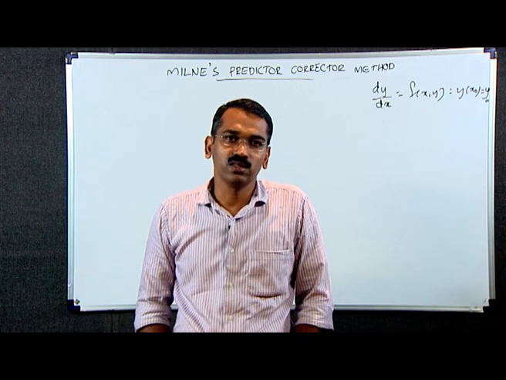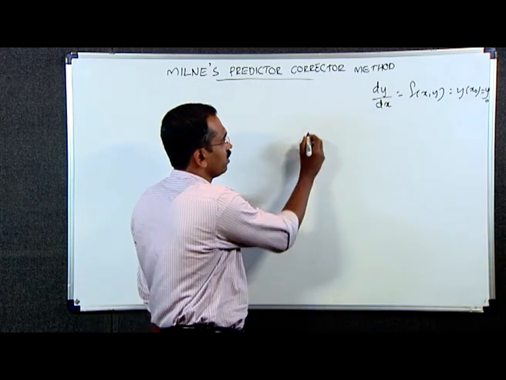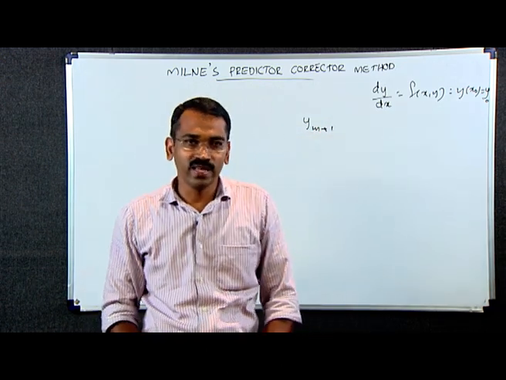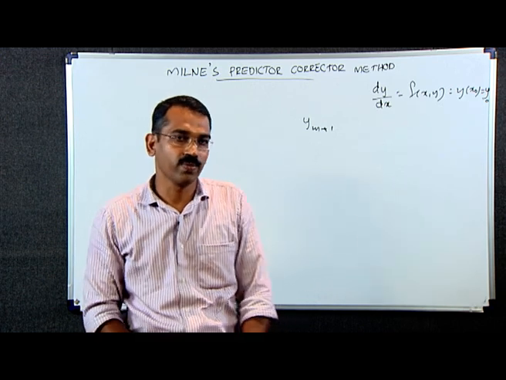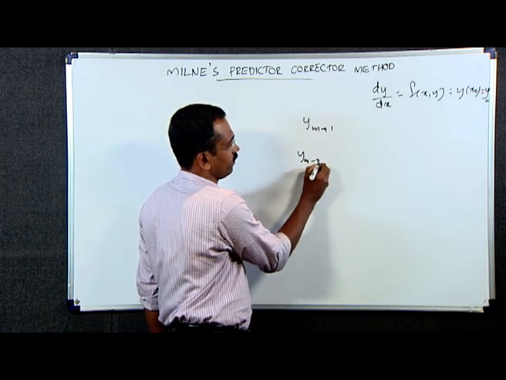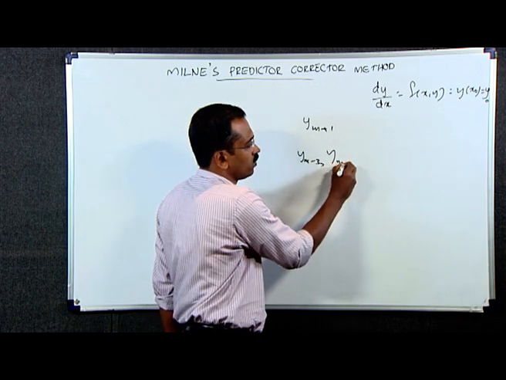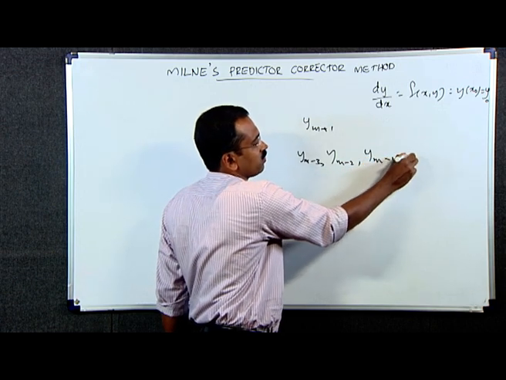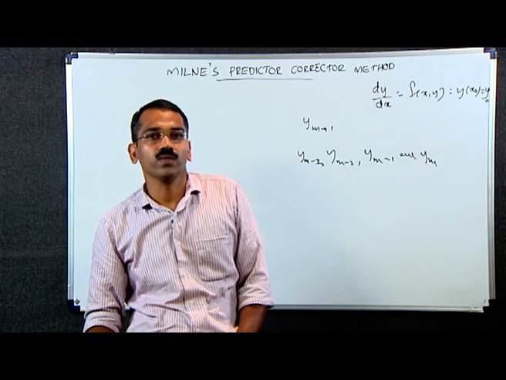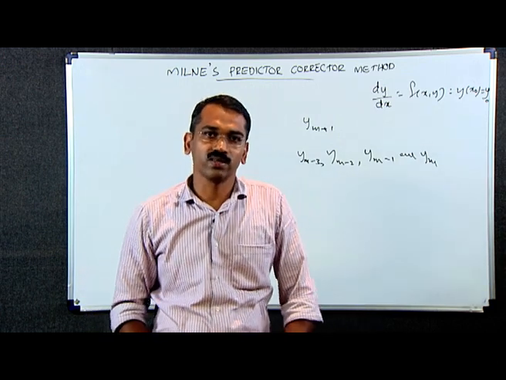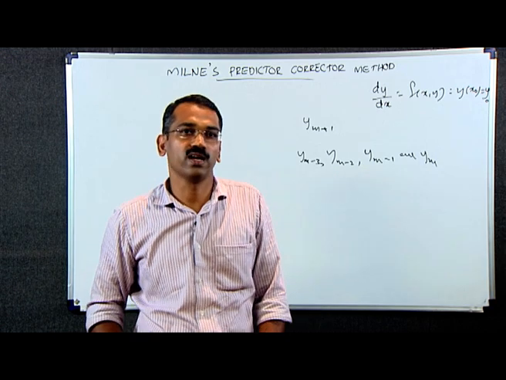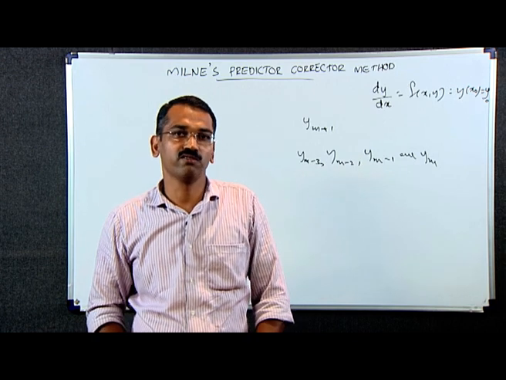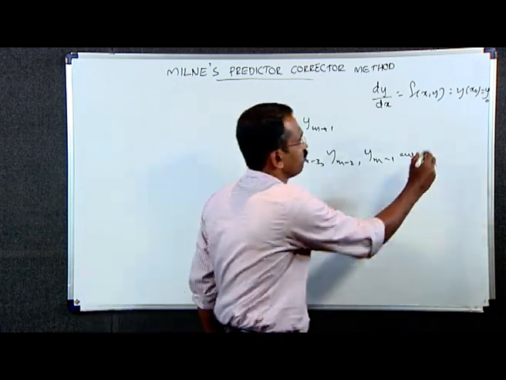If we want to find the value of y m plus 1 using this method, knowledge of 4 immediately preceding values of y, namely y m minus 3, y m minus 2, y m minus 1 and y m is required. Though it appears a disadvantage, this method is advantageous as both the predictor and corrector formulas have the error of order h raised to 5.